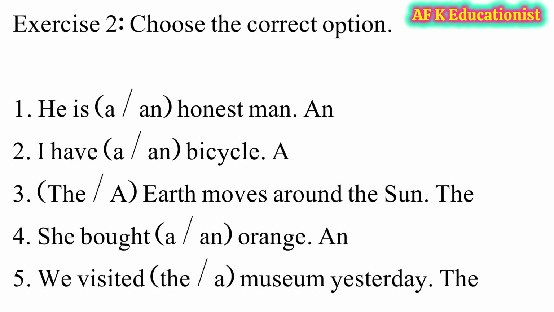Exercise 2. Choose the correct option. 1. He is an honest man. 2. I have an bicycle. 3. The earth moves around the sun. 4. She bought an orange. 5. We visited the museum yesterday.